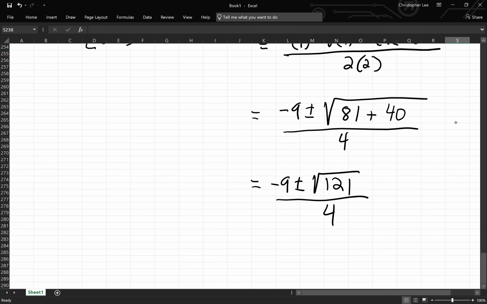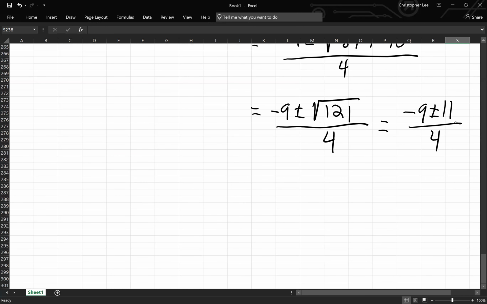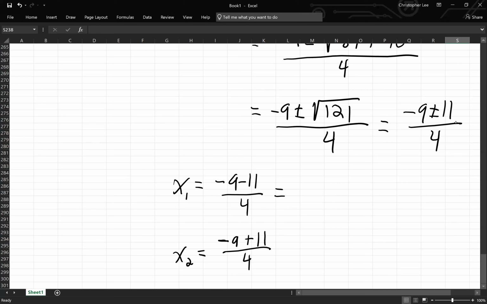And then we know that the square root of 121 is what? 11. Good. That's what it is, 11. So now I have negative 9 plus or minus 11 divided by 4. So I can set this up into two different equations, right? X1 is going to be negative 9 minus 11 divided by 4. And X2 is going to be negative 9 plus 11 over 4. And then the rest of it is just calculator, right?